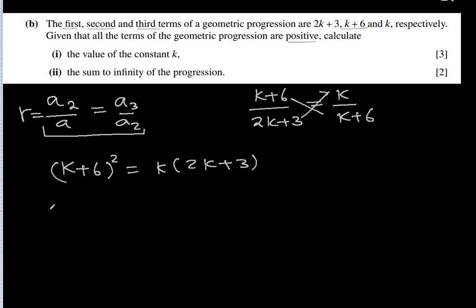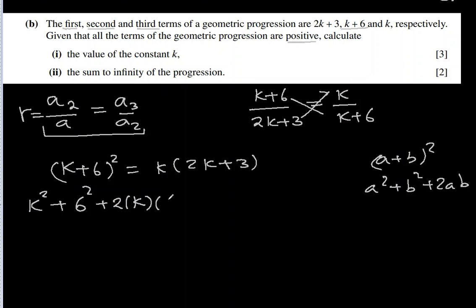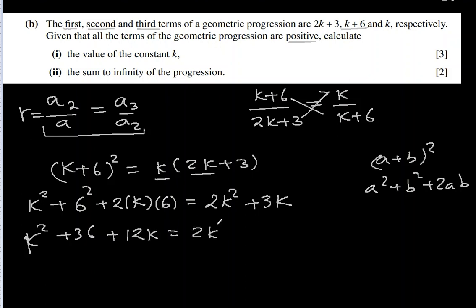Now a perfect square will be like this one. The identity I always use is this one, (A plus B) whole square is equal to A square plus B square plus 2AB, right? That's what we'll do here. A square is K square, B square is 6 square, plus 2 times K times 6, equal to K times 2K, which is 2K square, plus 3K. So here we get K square plus 36 plus 12K equal to 2K square plus 3K.